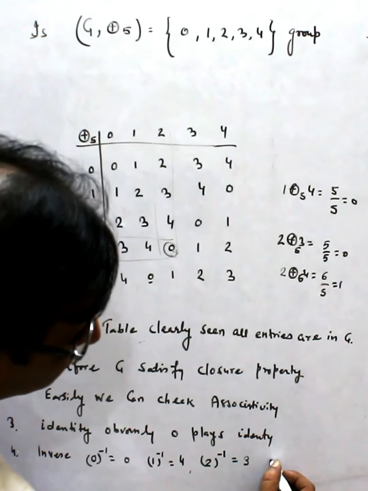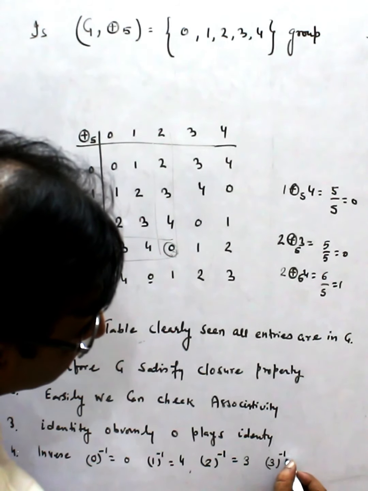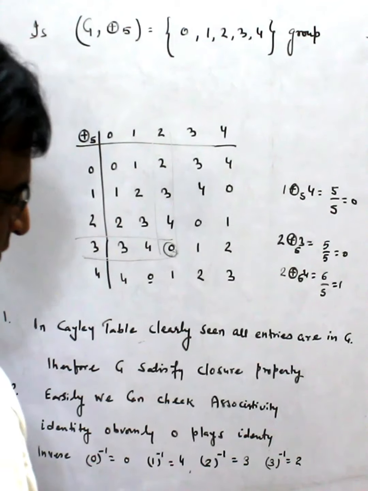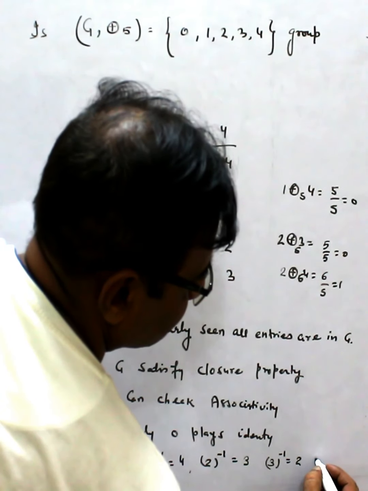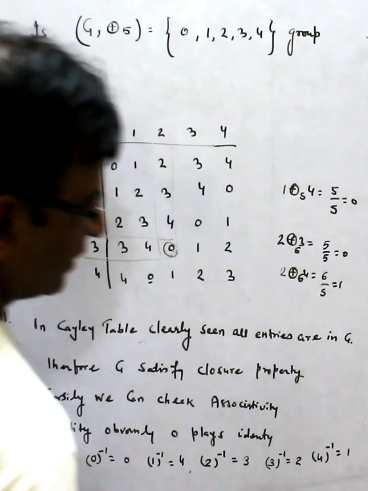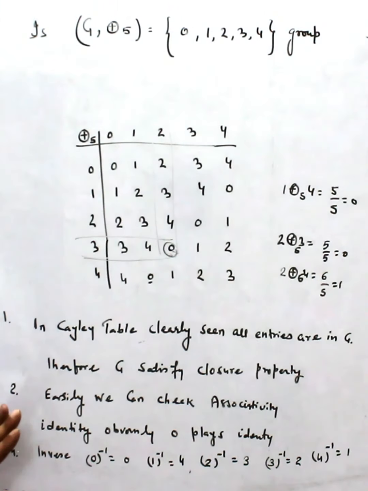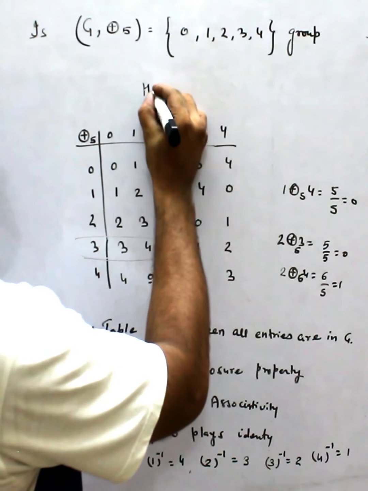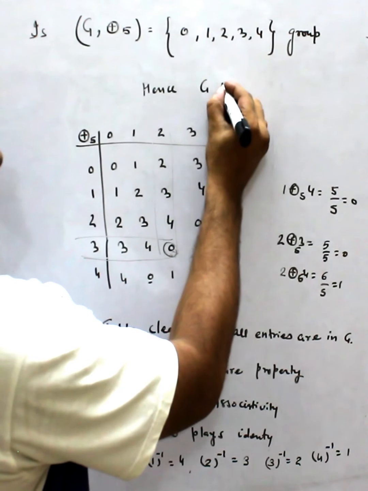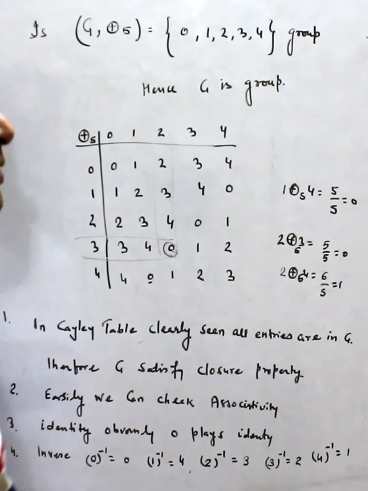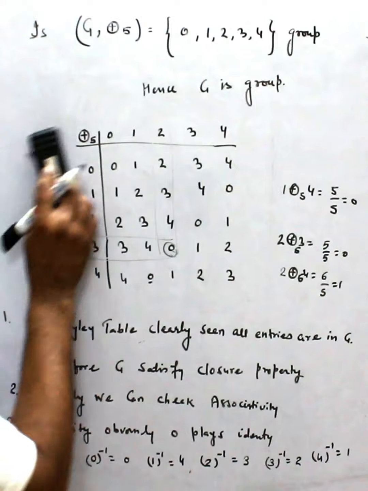Now inverse of 3, obviously 2, inverse of 4, 1, inverse of 4 is 1. That means all 4 properties are satisfied, hence we can say G is a group. G is a group.